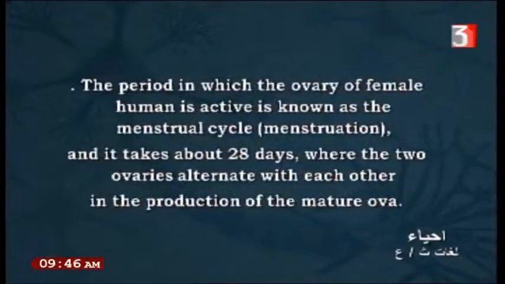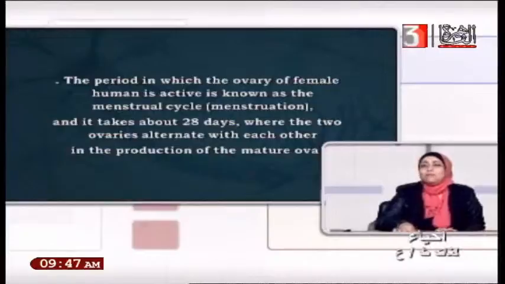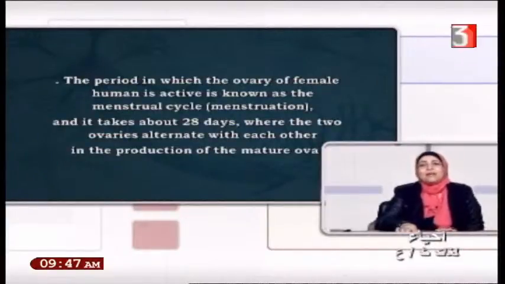The period in which the ovary of the female is active is known as menstruation or the menstrual cycle. The menstrual cycle appears in the female with the puberty features, from the symptoms of puberty. And this menstrual cycle takes 28 days and differs from one female to another.